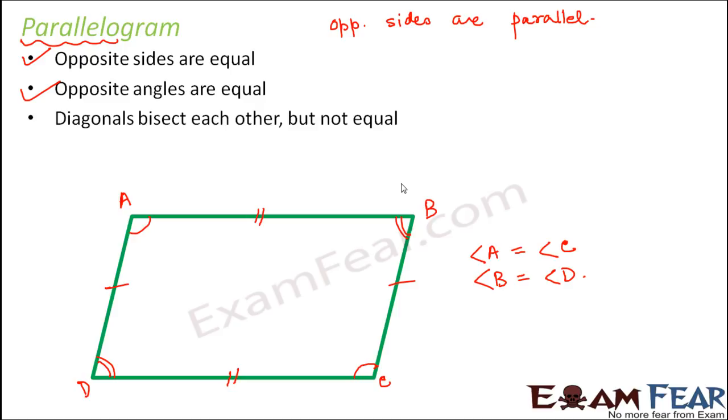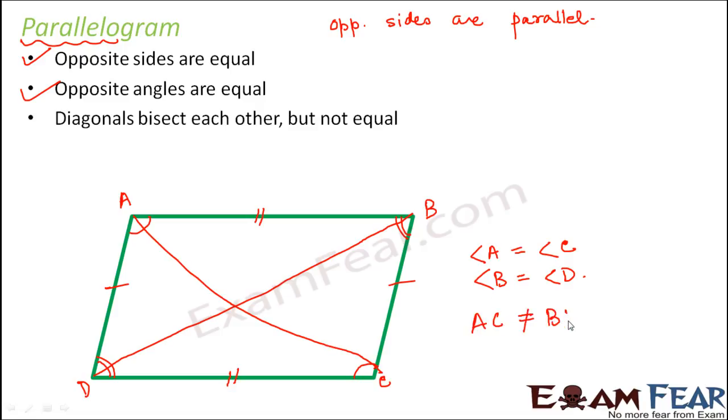Diagonals bisect each other but are not equal. So what would be the diagonals? BD will be a diagonal. Similarly, AC would be another diagonal. As far as the diagonals are concerned, AC is not equal to BD, but they bisect each other. That means, let's say these two diagonals intersect at point O. They bisect each other, that means one diagonal intersects the other exactly at the midpoint, such that OD is equal to OB. Similarly, AO is equal to OC. That is what we mean by bisect. So the diagonals' lengths are not equal, but they intersect in such a way that they bisect each other.